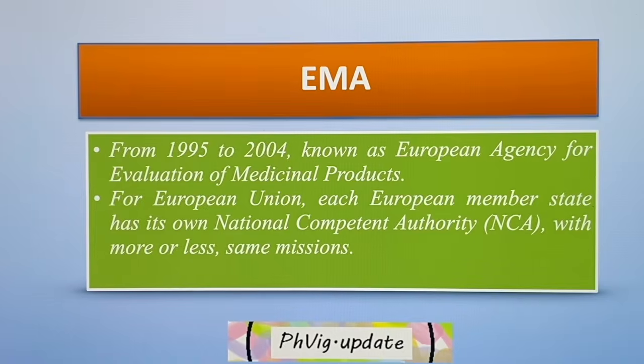EMA, European Medicines Agency. EMA is the central regulatory authority of the European Union responsible for scientific evaluation of medicines, ensuring safety, efficacy, and quality, and supporting public and animal health. EMA was established in 1995 and was previously known as the European Agency for the Evaluation of Medicinal Products until 2004. Each EU member state has its own national competent authority which works in coordination with EMA to regulate medicines.